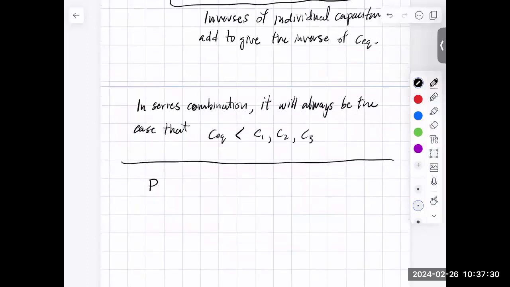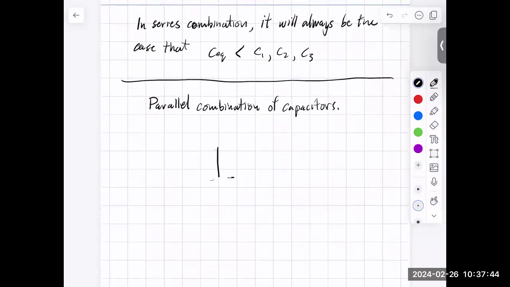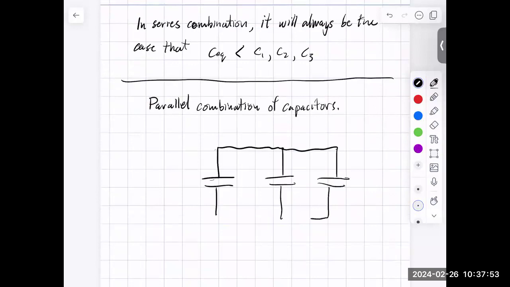Let's go back to a parallel combination of capacitors. Okay, so what we'll do is we'll take our 3 capacitors, like so. We'll hook them up in parallel, like this. So this is going to be C1, C2, and here's C3. And in addition to that, we'll connect them to a battery. And that battery provides a voltage difference, delta V.